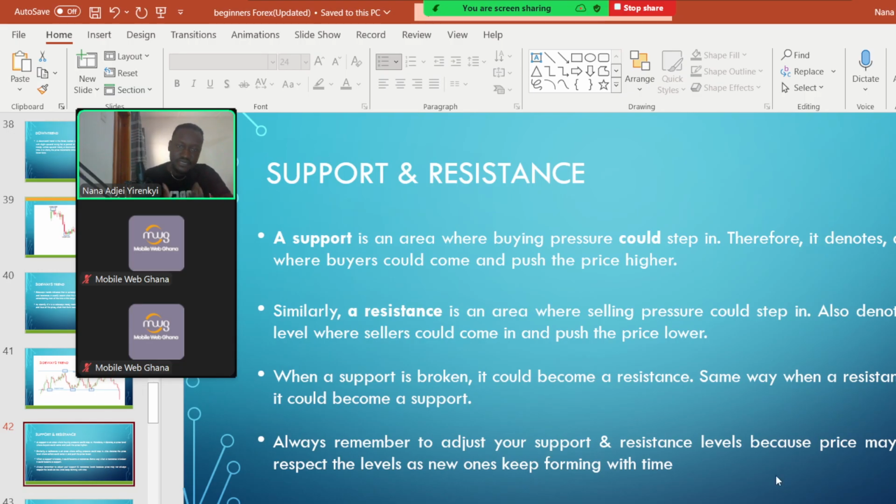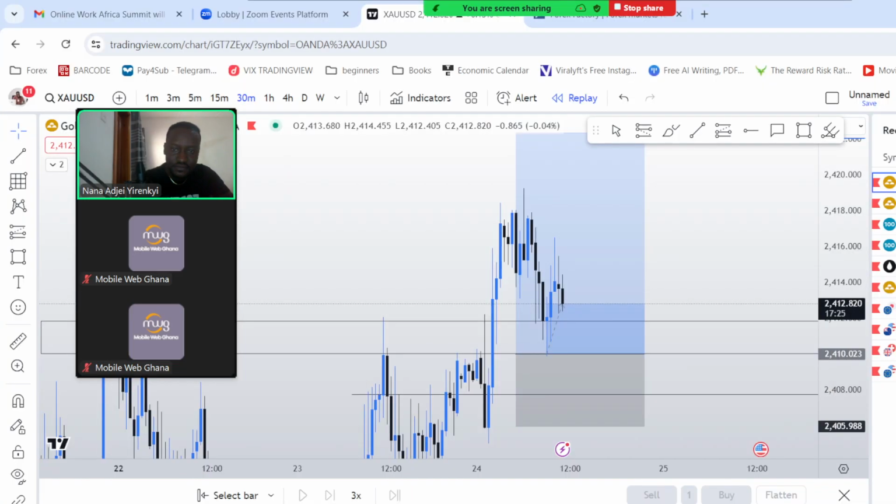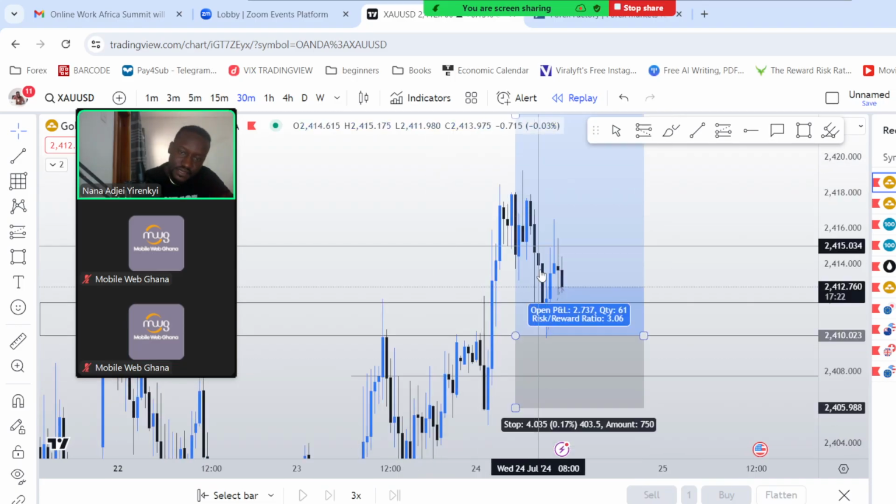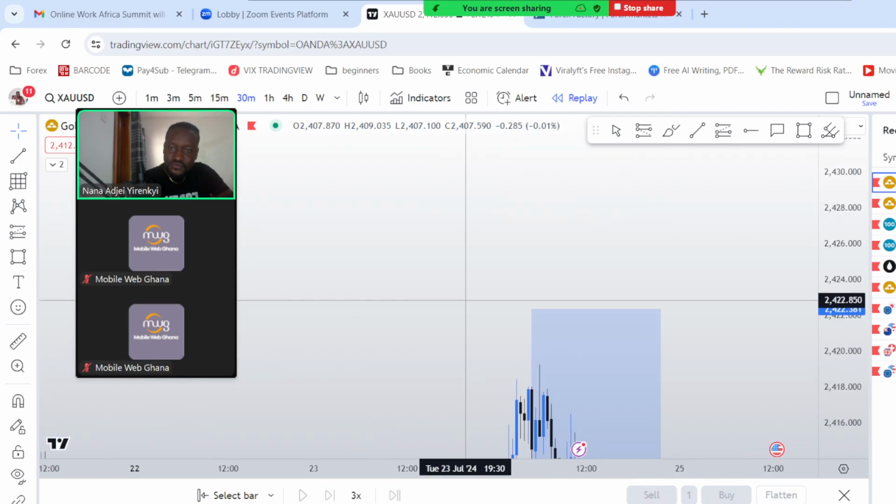and the resistance area is an area where selling pressure or bearish opportunities can be found. It denotes a price level where sellers will come and push price lower. But there are certain exceptions with regard to support and resistance levels. The fact that I draw a support level doesn't necessarily mean that price must respect it all the time. We can have instances where a support area can become a resistance, and a resistance area can also become a support.